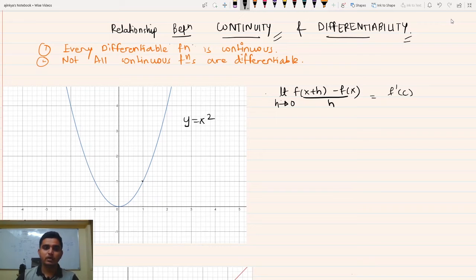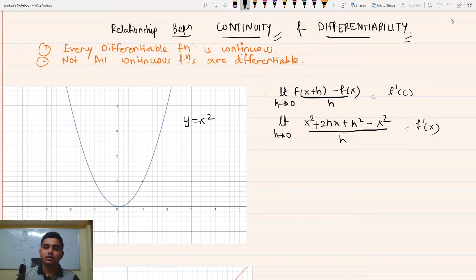So if we put f of x as x square, we know that limit h tends to 0, by first principle, we have x square plus 2hx plus h square minus f of x, which is x square, everything divided by h, and we know this by definition.